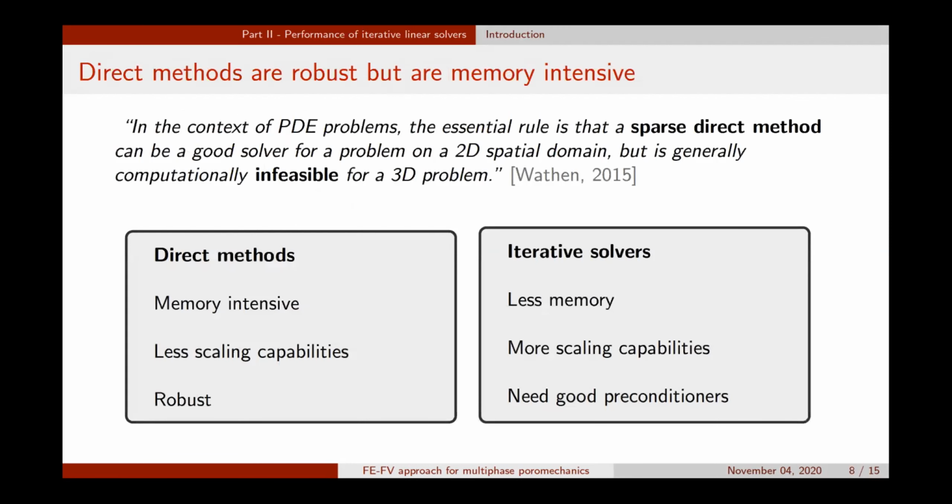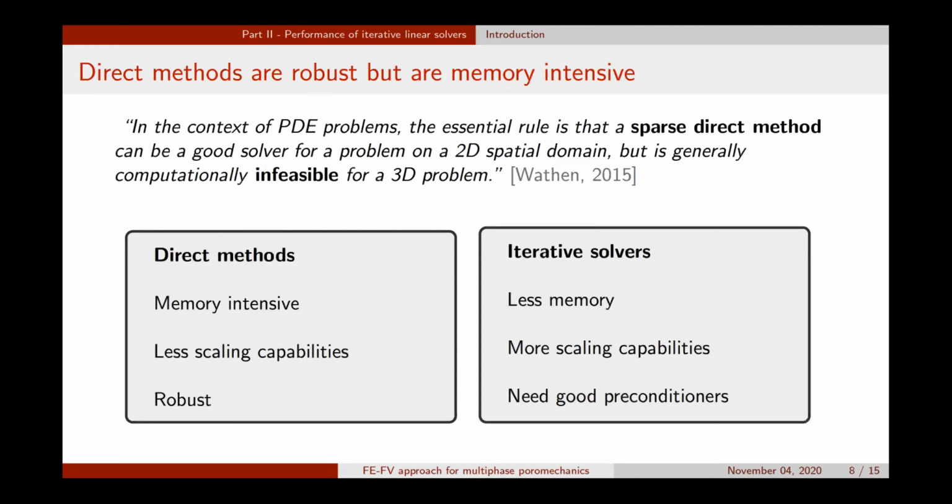We have broadly two ways of solving this large linear system of equations: through direct methods or iterative solvers. Direct methods are very robust and they will get you to a solution even though your Jacobian coefficient matrix A is ill-conditioned. The problem with direct methods is that they are very memory intensive, and some might even say that it becomes generally computationally infeasible to solve a large 3D problem with a direct method.